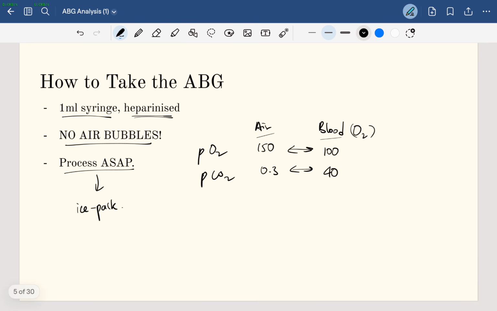When it comes to puncturing the artery, imagine this is the artery. Your angle of insertion should be at around 45 degrees. And the needle used is usually a brown needle or 26 gauge.